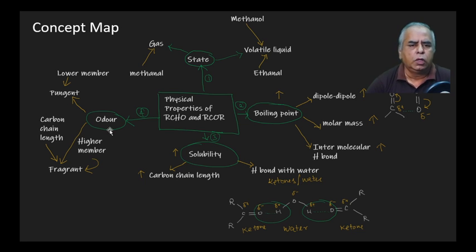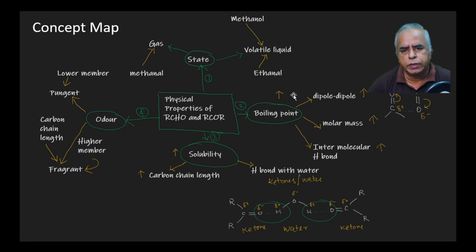Now, in the case of odor, that is the fourth point, lower members are pungent or less pungent, that is fragrance. So with the increase of carbon chain length, the pungency decreases. It means the fragrance increases, is it not? And that is why higher members are fragrant and they are used as flavoring agents, and lower members are pungent.